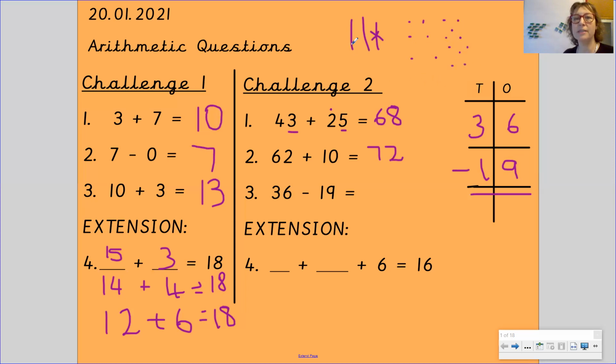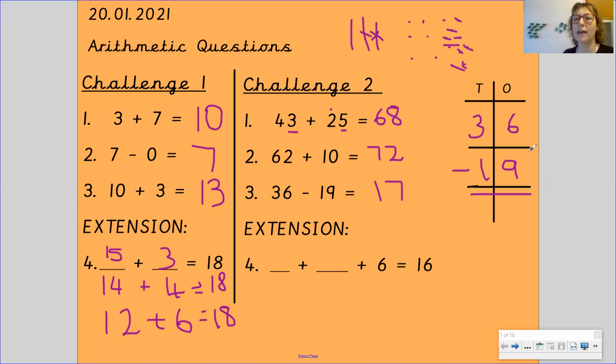So I've still got 36. 10, 20, 21, 22, 23, 24, 25, 26, 27, 28, 29, 30, 31, 32, 33, 34, 35, 36. I've still got 36. I haven't got rid of any. All I've done is move a 10 stick into 10 ones. Now I can take away my 9 ones. 1, 2, 3, 4, 5, 6, 7, 8, 9. And I can take away my 1 ten. So now I have got 10, 11, 12, 13, 14, 15, 16, 17 left over.